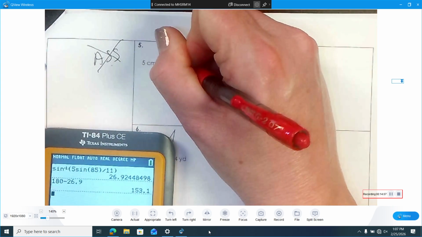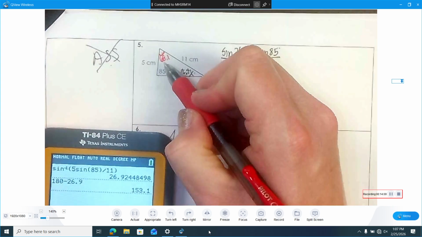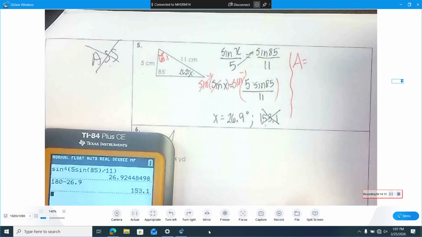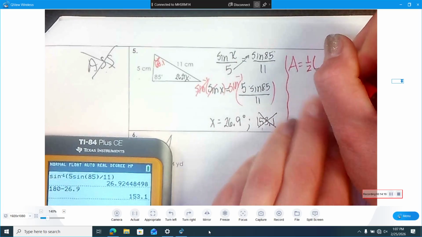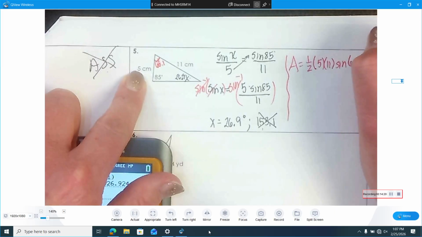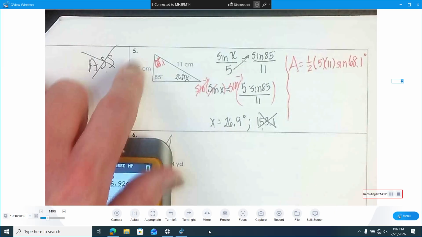68.1. Good. Okay, now I have my side-angle-side info, and now I can use my area formula. So we have 1/2 times my 5 times my 11 times the sine of the 68.1, that included angle.